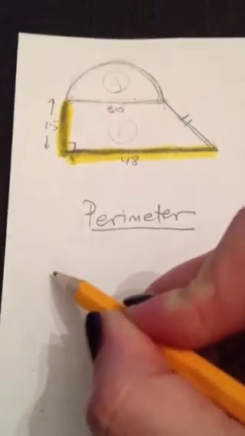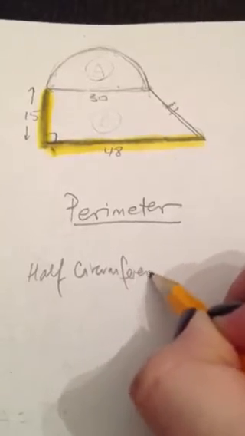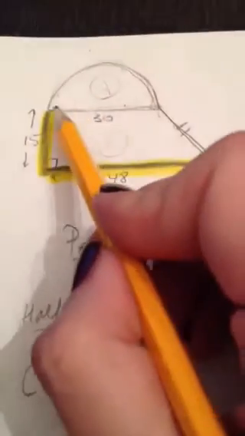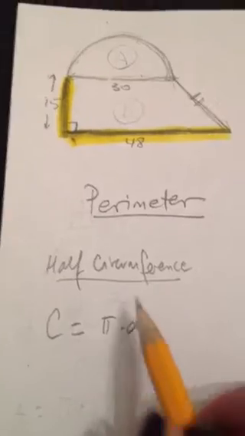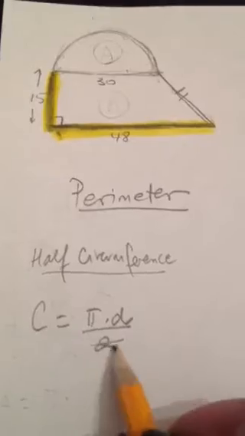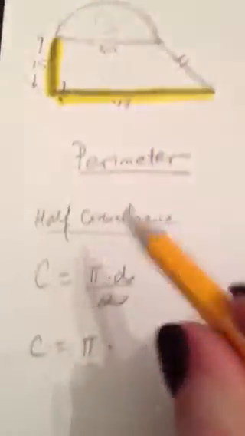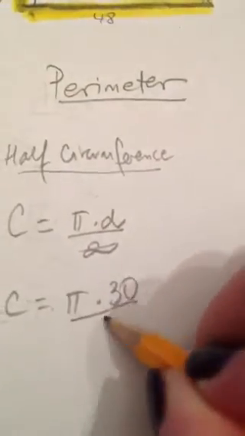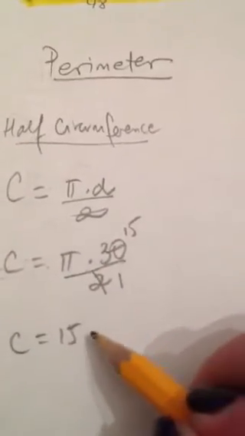So we're going to do half the circumference here. Okay, and we're going to do circumference. We know the diameter is 30. We talked about that before, so we're going to say pi times the diameter, but it's a half circumference, so we're going to divide it by 2. So pi times the diameter, which we said was 30, divided by 2. So I can do that. So the circumference is going to be 15 pi.